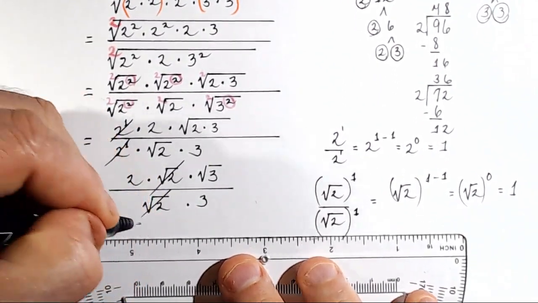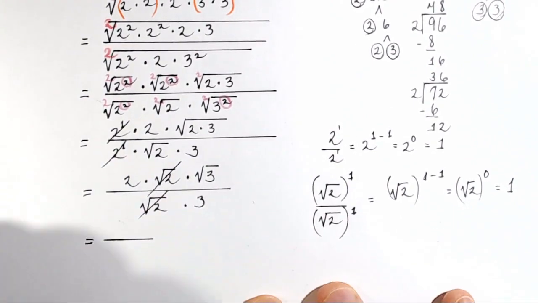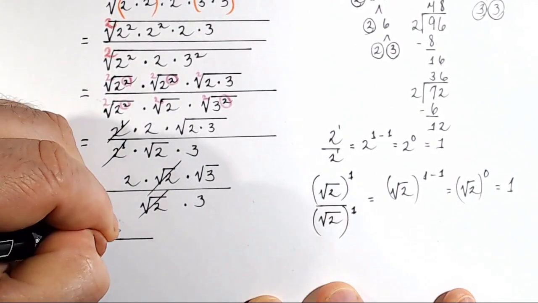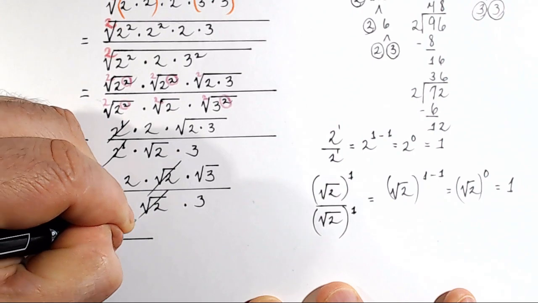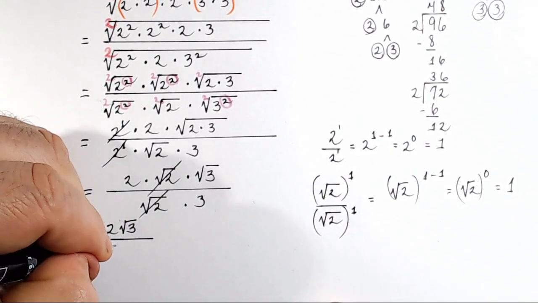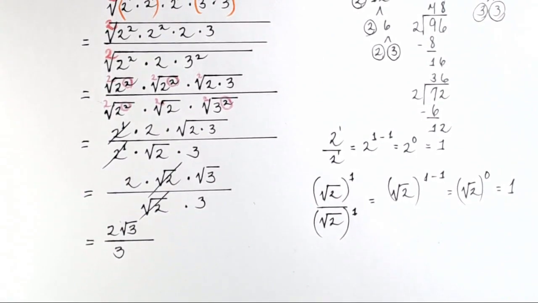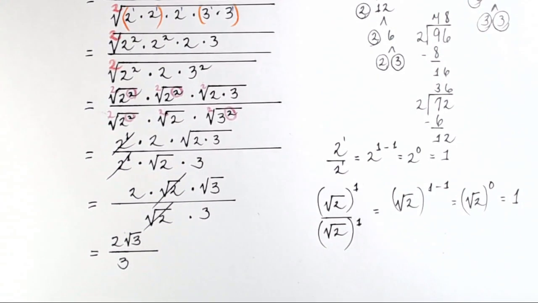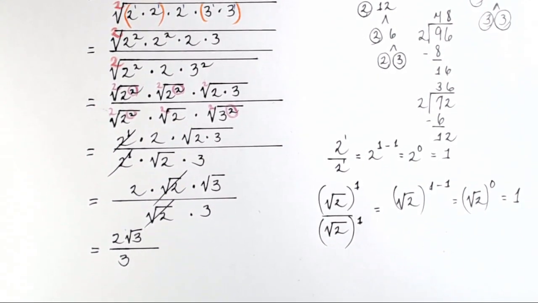So on top, we've simplified this thing down pretty significantly to 2 times the square root of 3. And you don't have to write the times symbol. You just write 2 square root 3 over 3. Okay? So that is how that simplifies down. And it would be useful to show that that is, in fact, the same thing as the square root of 96 over the square root of 72.